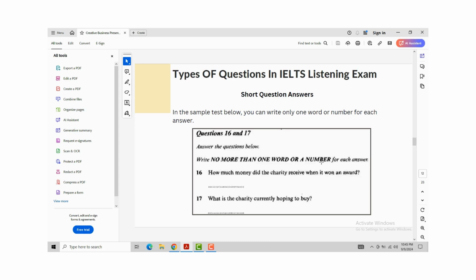What is the charity currently hoping to buy? It is hoping to buy a house. You just have to write "house", not "a house". You cannot write "the charity wants to buy a house" or "charity is hoping to buy a house". You simply have to write "house", because you cannot write more than one word for each answer, not even "a house", as the answer to question number 17.